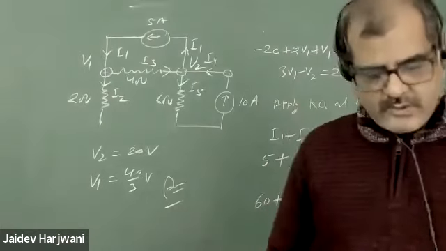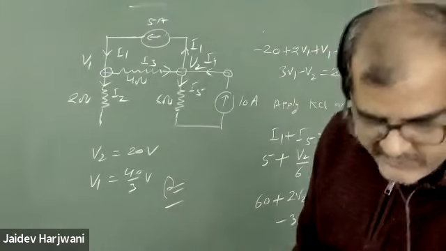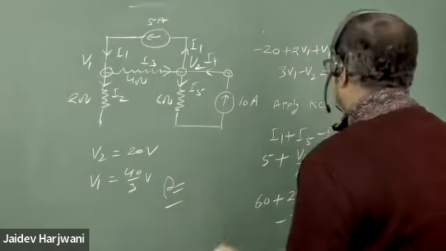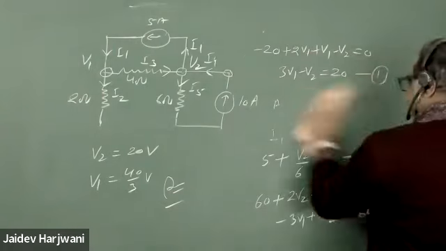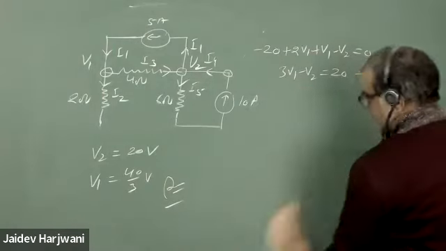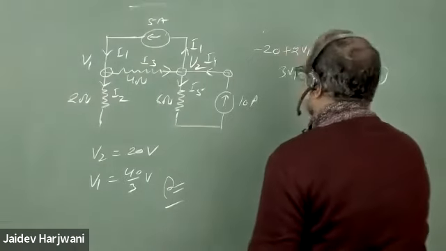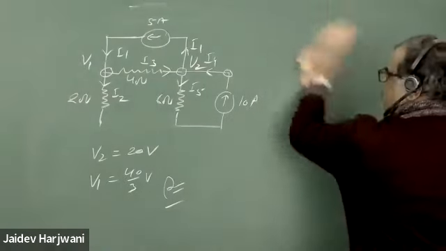So this is your node analysis. Okay, I'll give a couple of questions for homework also. So this is a simple technique. Okay, so I'm erasing this one. आंसर क्या आ रहा है? V2 20 और V1 40 by 3. ओके.